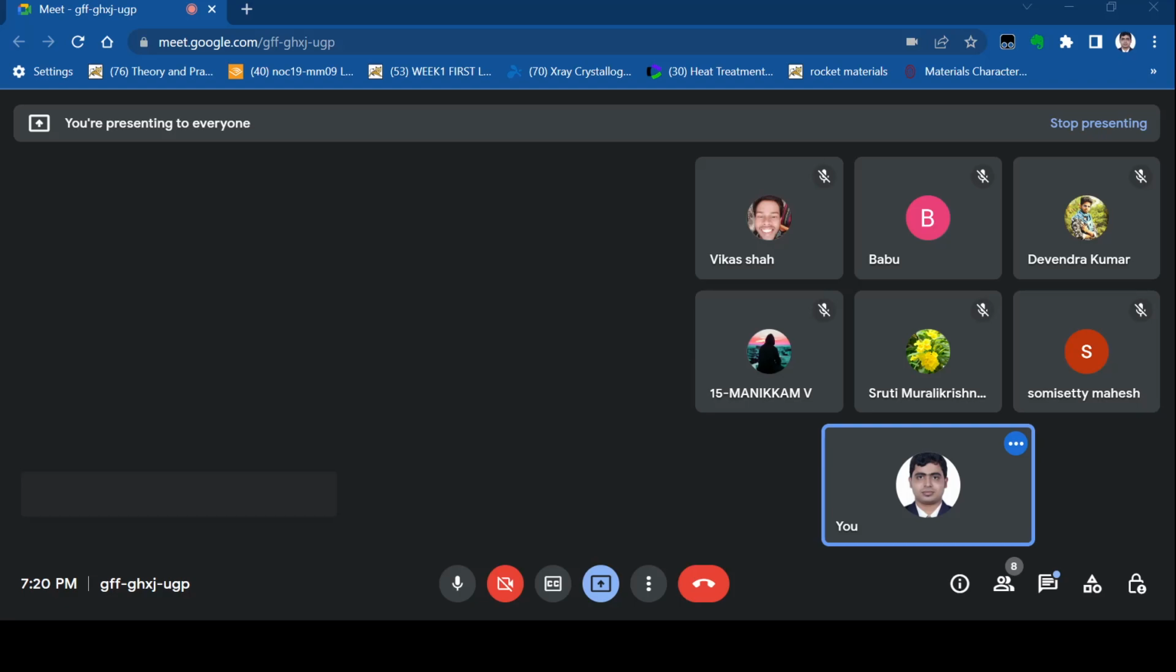So what will be our del G, the change in free energy? Suppose this is our G1 and this is our G2. So del G will be G2 minus G1, because you always know it is product minus reactant. The product is your solid, the reactant is liquid. So we take it this way.